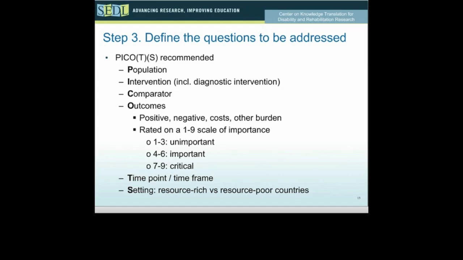And all of these outcomes, at the beginning of the process should be rated on how important are they, and GRADE proposes to use a 1 to 9 scale, where 1 to 3 would be the unimportant outcomes, 4 to 6 the important ones, and 7 to 9 the critical ones.